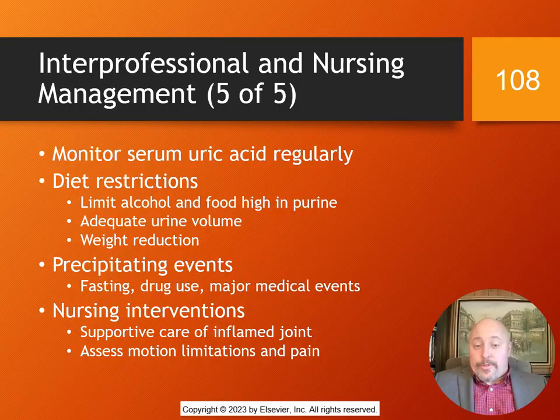We want to monitor those serum uric acid levels regularly, anytime gout is even suspected as a possibility. We also want to make sure we're educating the patient on their dietary restrictions, limiting alcohol and limiting those foods high in purine: no red meats, no shellfish, no organ meats. And we're also maintaining adequate hydration and urine volume to excrete the uric acid, and using strategies for weight reduction.